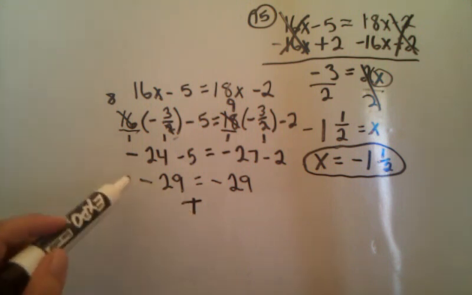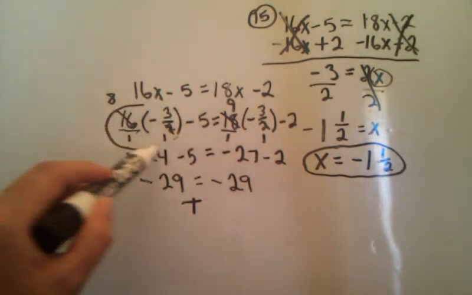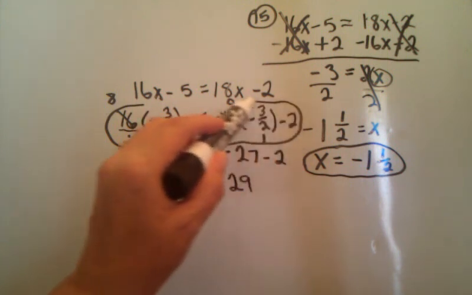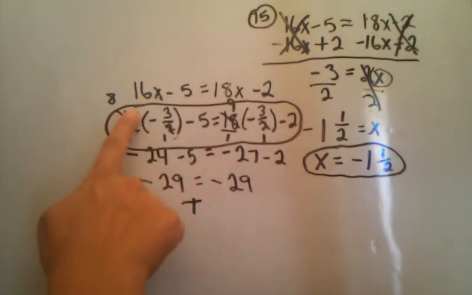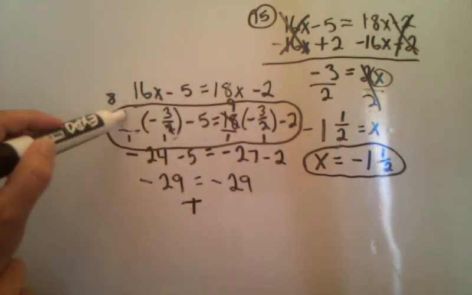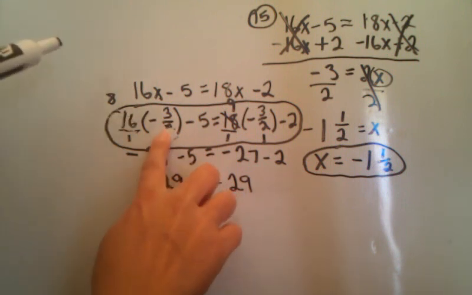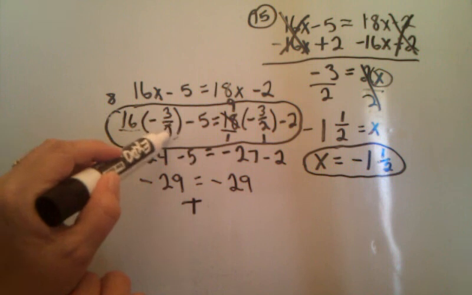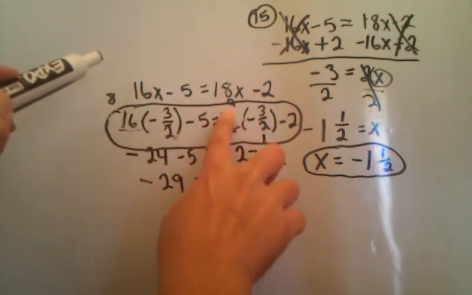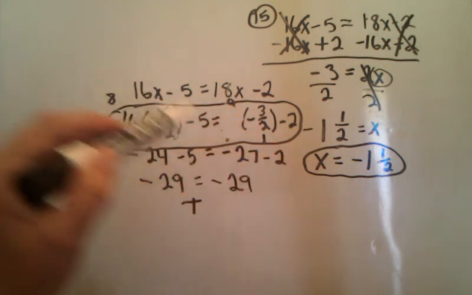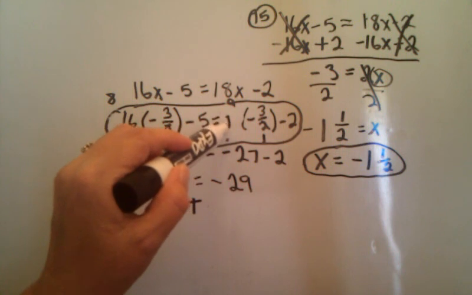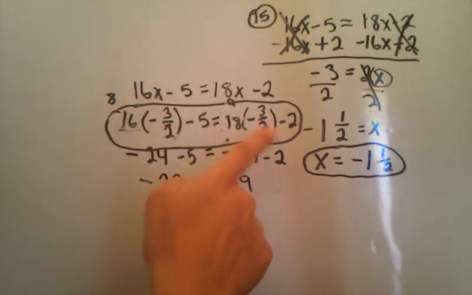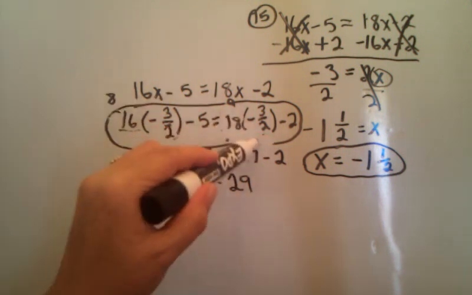Okay, so this is what it wants for the check. This is a 16. That's a 2. This was an 18. Okay, so that's what it wants for the check.